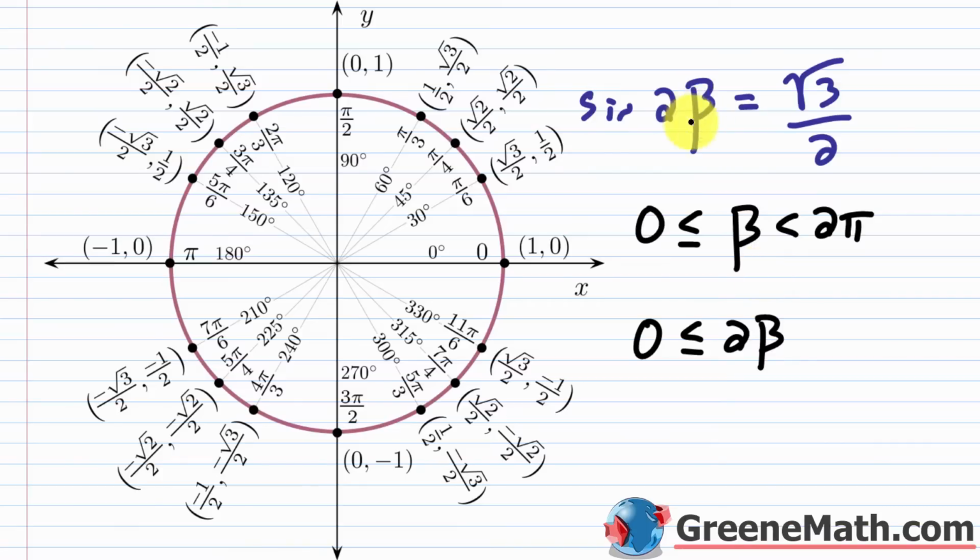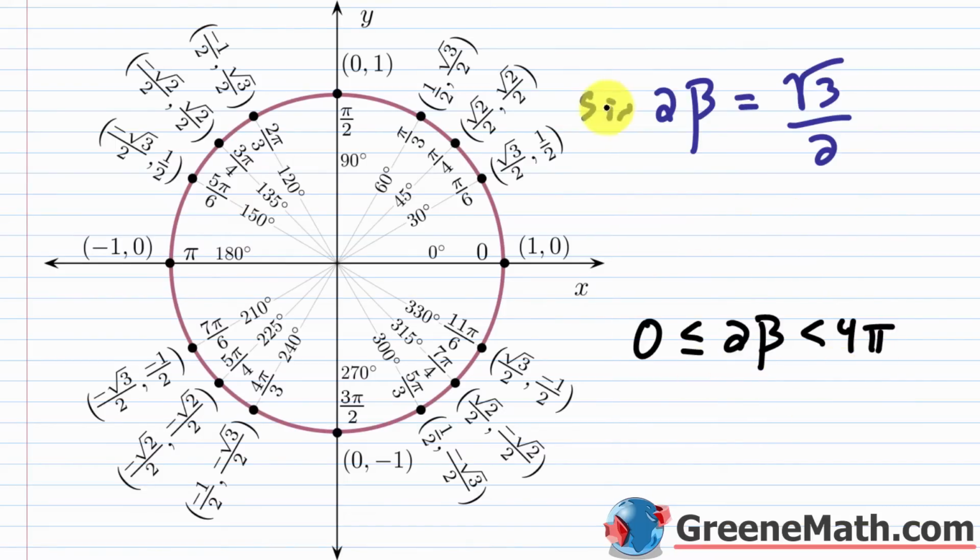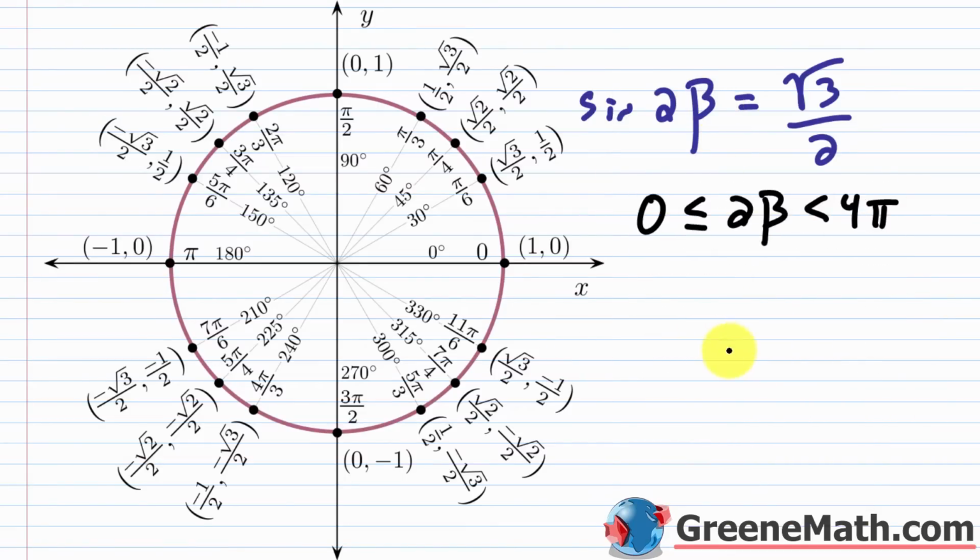So now this matches this, and then this is less than 2 pi times 2, which is 4 pi. So right now I'm going to work in this interval because, again, I have the sine of 2 beta, not the sine of beta. So that's why I'm adjusting this interval. So let me move this up here, and we're going to think about where the sine values are square root of 3 over 2 in this interval right here.